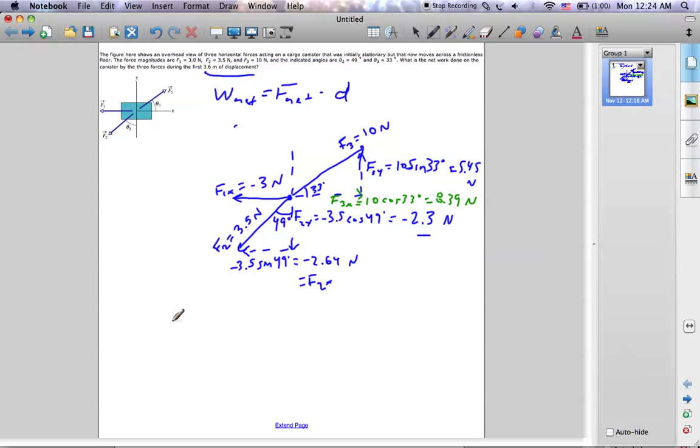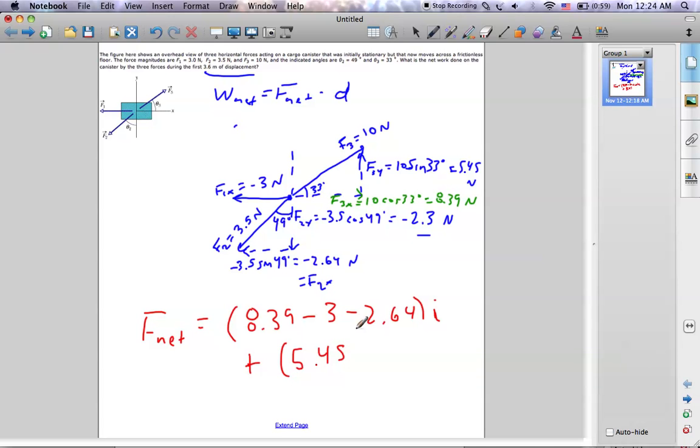the net force in its component vector. So we have, this is the greatest force, so it will be 8.39 minus this F1x 3 minus this F2x 2.64, and that's i in the x direction, and that would be plus 5.45, F3y, minus F2y 2.3 newtons, and that's j in the y direction.